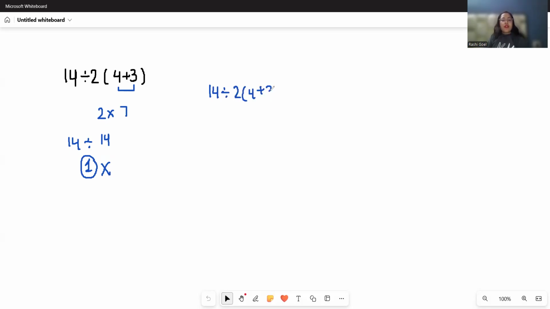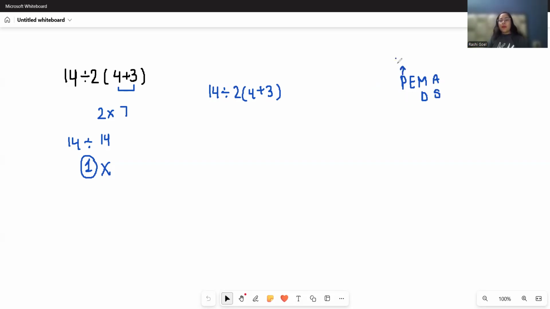But when you have given multiple operations like this expression, division, then parenthesis, then addition, then you have to follow the order of operations, which is also known as the PEMDAS rule. So this helps you to choose from where to start the question.